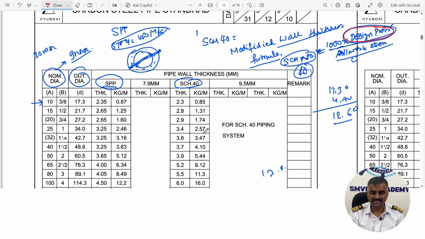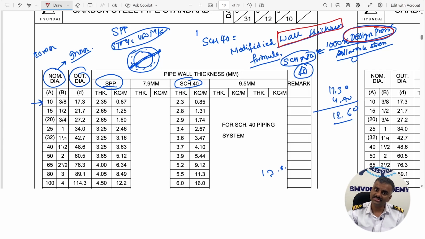So basically the thickness will also increase and the schedule number will increase. In the terminology, if you are using a schedule 80 pipe, that is a thicker pipe and it is to be used for higher pressure. So basically we are talking about the wall thickness. By increasing the wall thickness, we are thereby increasing the schedule number.